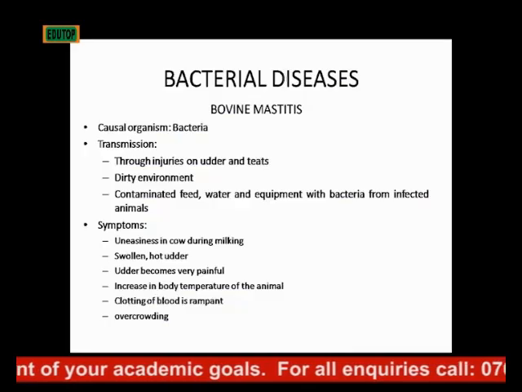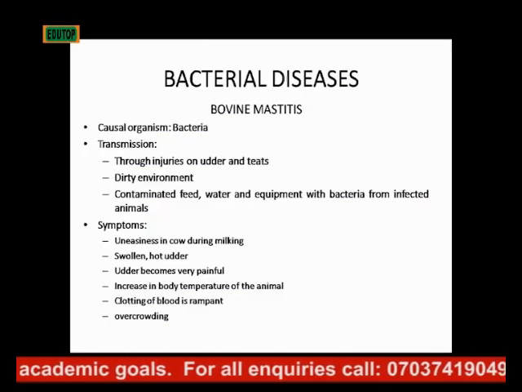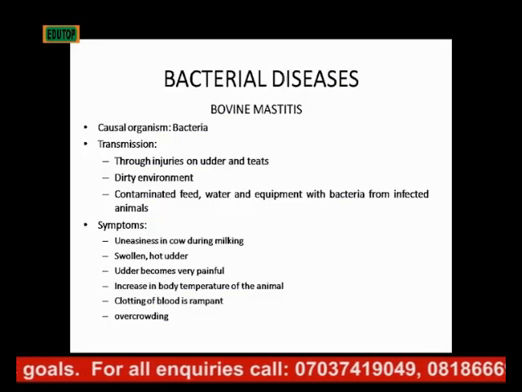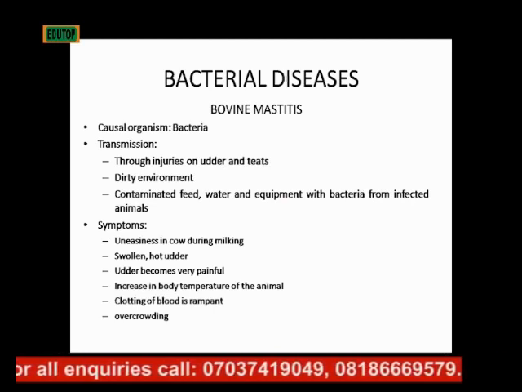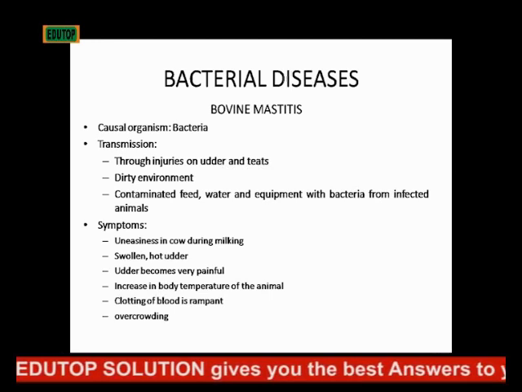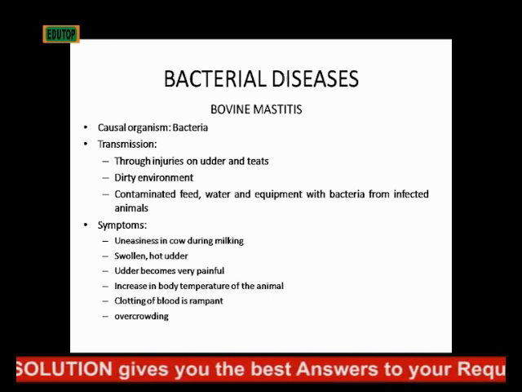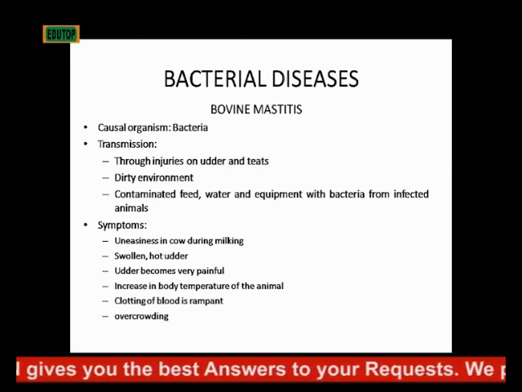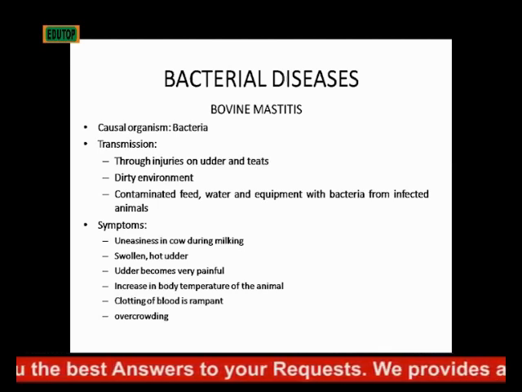Then symptoms. First, you discover uneasiness in the cow during milking. When you are milking your animal, the animal is experiencing pain. That's a symptom of bovine mastitis. The next is swollen or hot udder. The mammary gland will be swollen and will be hot when you feel it. The next is that the udder becomes very painful.